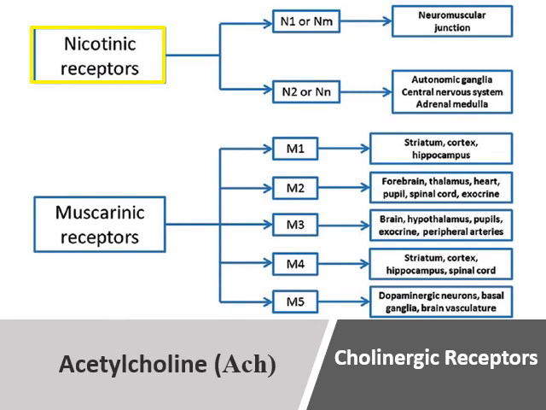Nicotinic receptors are classified into nicotinic receptor number 1, which is present at the motor end plate in the neuromuscular junction, and nicotinic receptor number 2, which is present in the autonomic ganglia and the adrenal medulla. The muscarinic receptors, on the other hand, are classified into 5 different types present in the effector organs. Remember that the nicotinic receptors are stimulated by small dose of nicotine and inhibited by large dose of nicotine. The muscarinic receptors are stimulated by muscarine and inhibited by atropine.